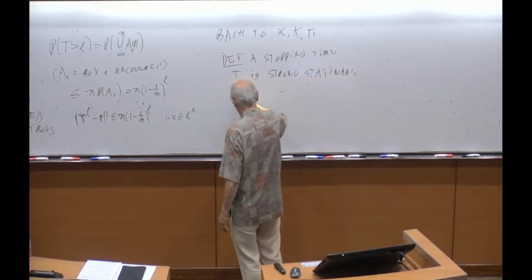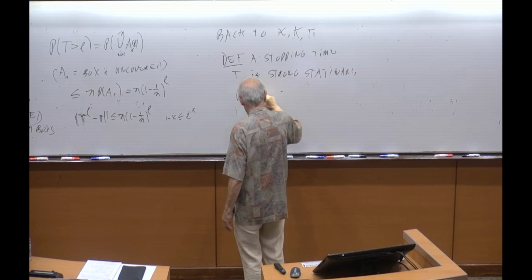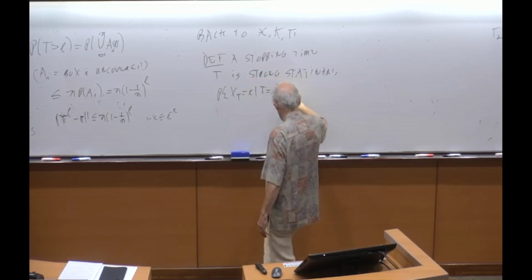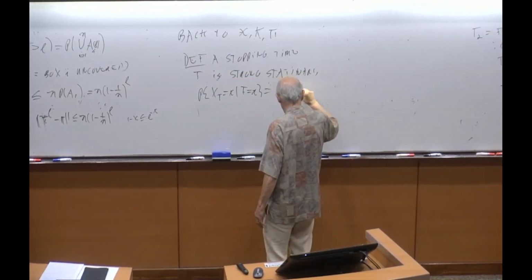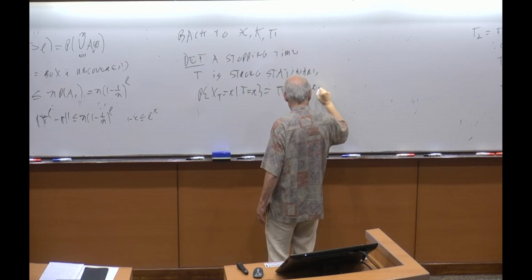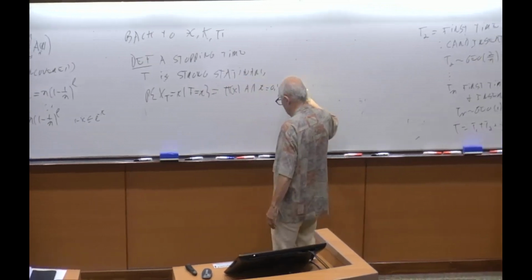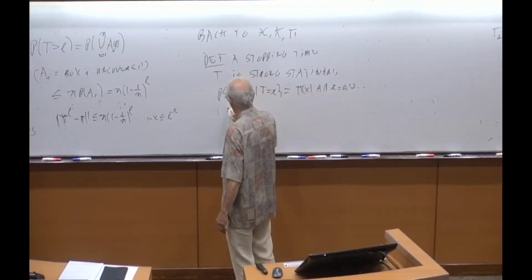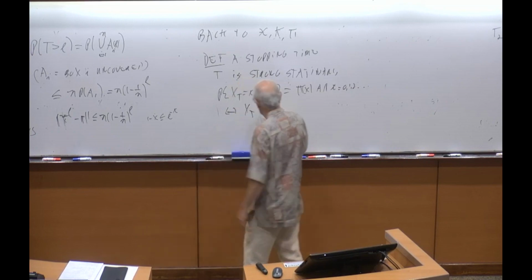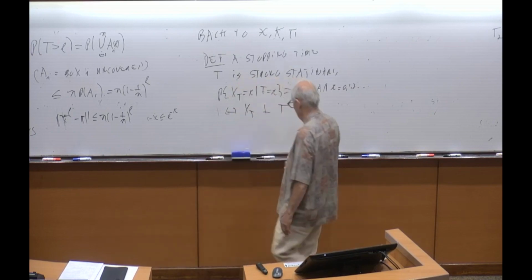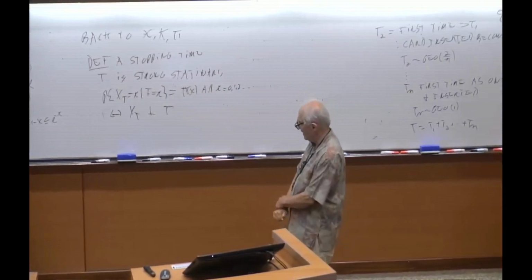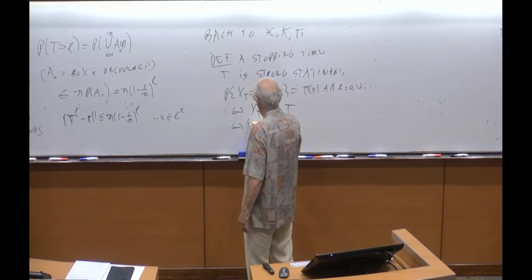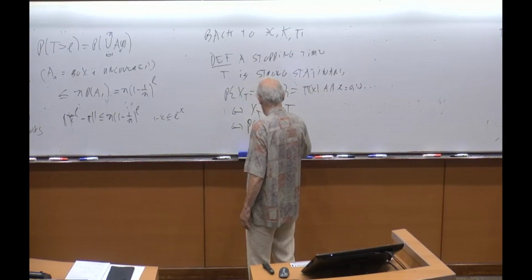if the probability that x sub t is equal to x, given that T is equal to some little t, is equal to pi of x for all t = 0, 1, 2, etc. Another way of putting that is that equivalently, the process stopped at time T is independent of T. That's the same statement.